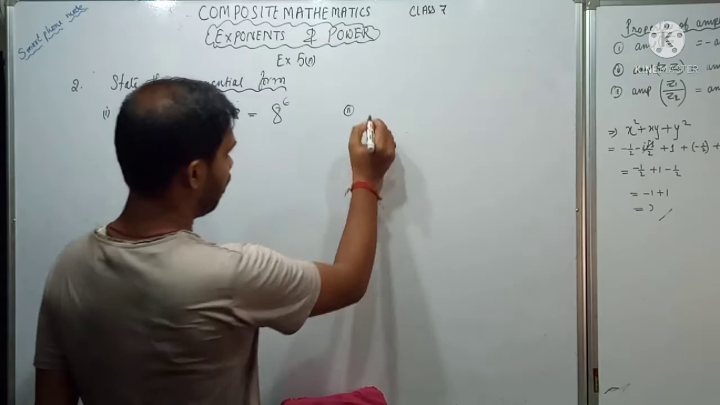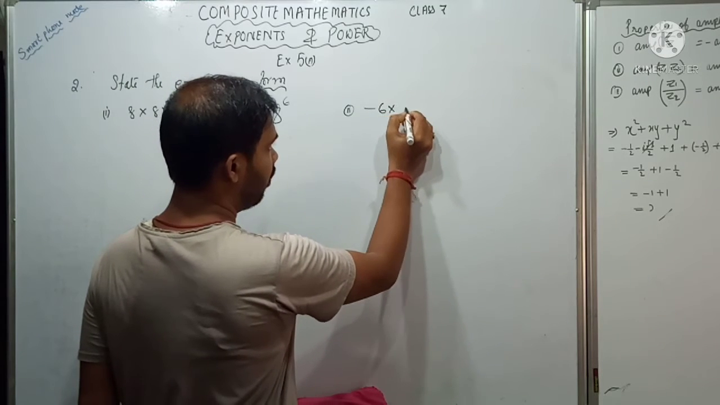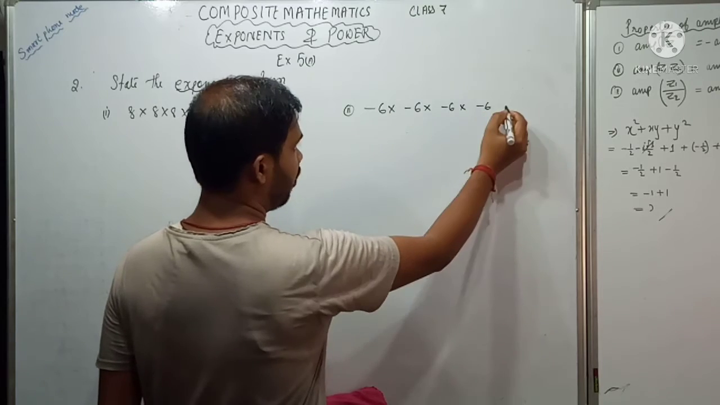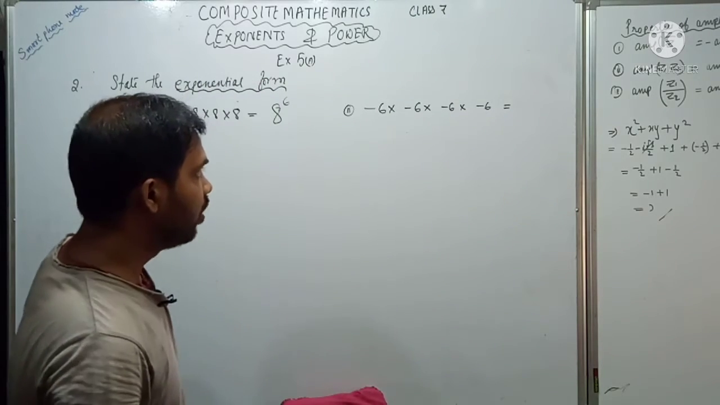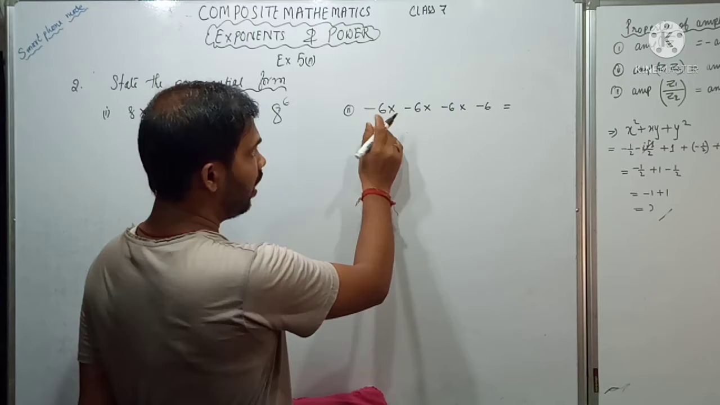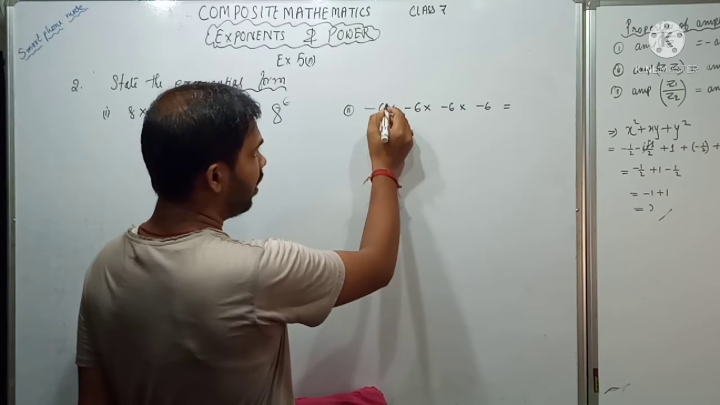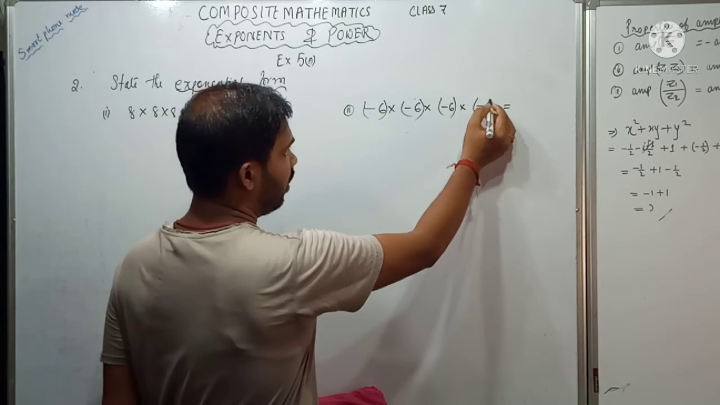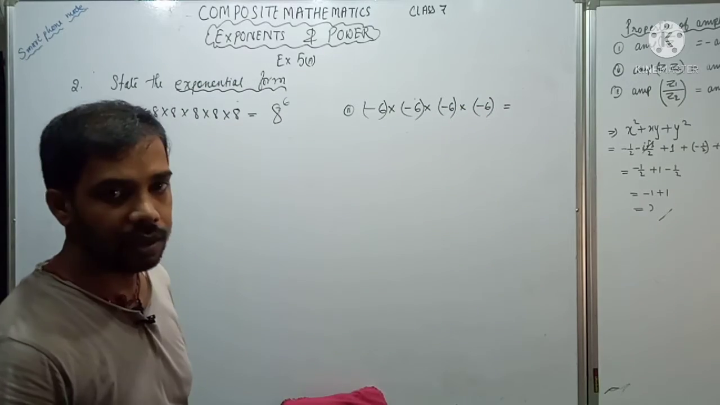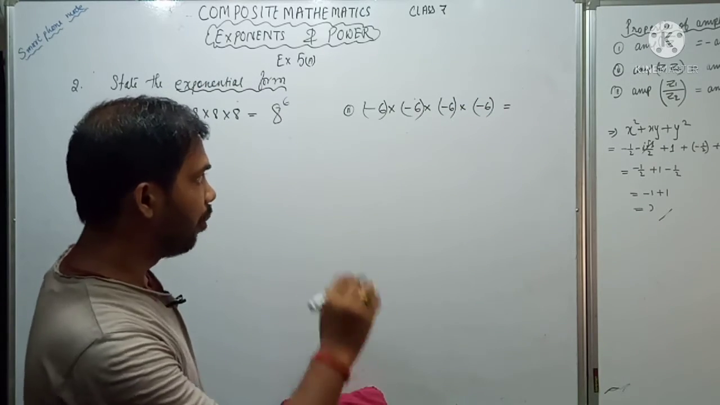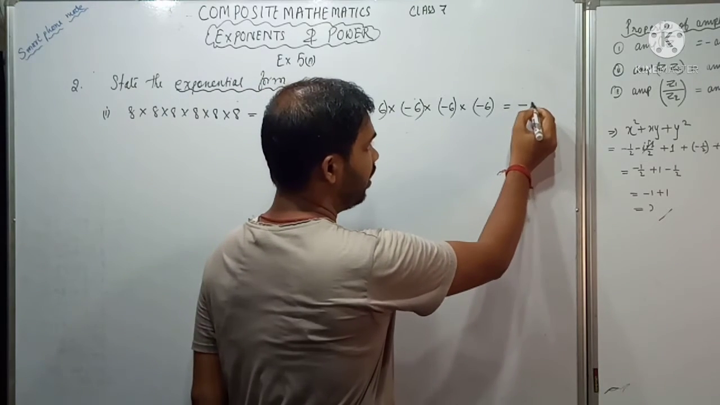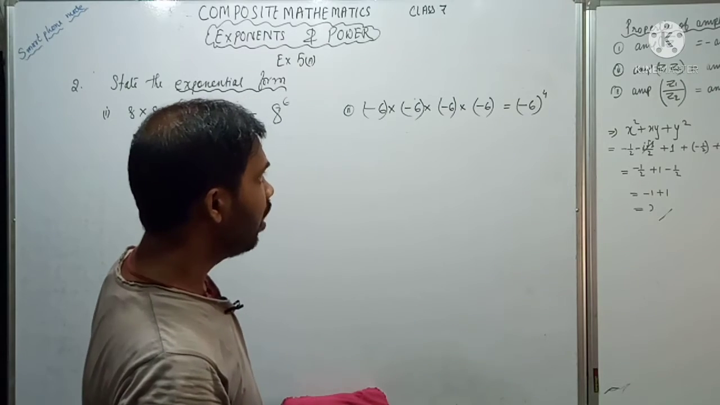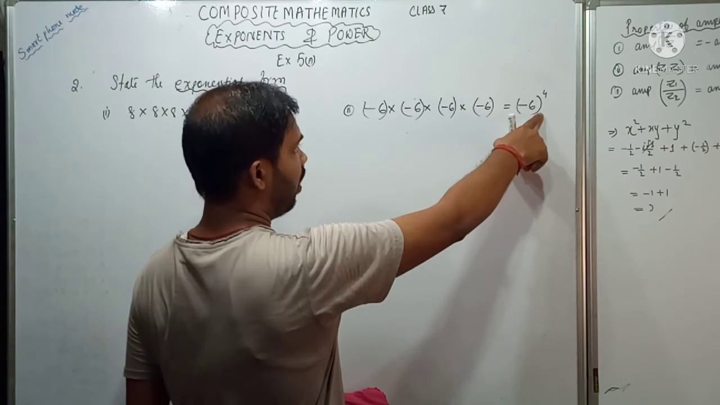Number 2 is given: minus 6 into minus 6 into minus 6 into minus 6. Okay, so how can you write it? Which is the number that is multiplied? It is a negative number, minus 6. How many times? 4 times. So first we write the number, minus 6, and it is multiplied 4 times. So it is minus 6 power 4. Now this is the exponential form.